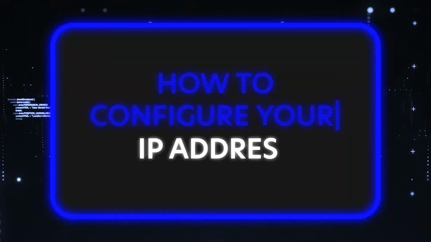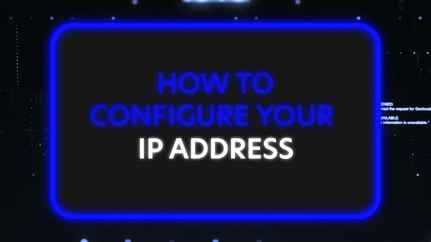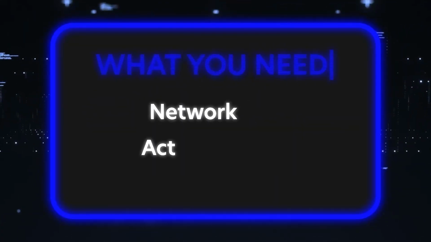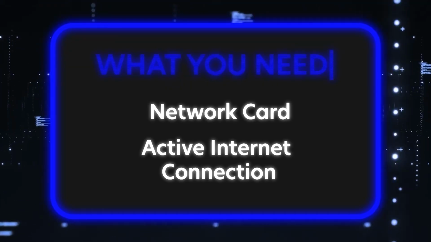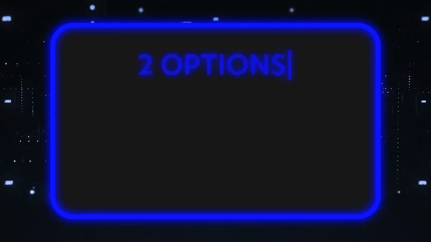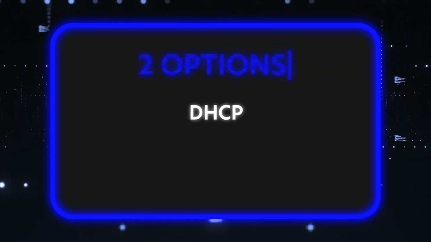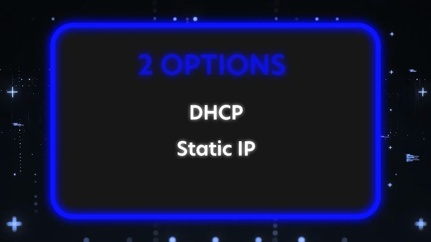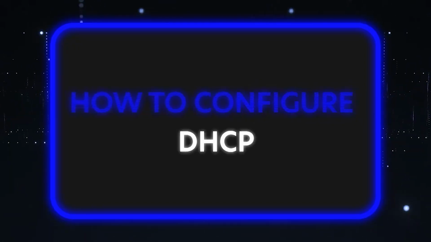All right, we're going to show you how to configure the network settings for your 15th gen Dell server. We will need a network card and an active network connection, and we have two options for setting an IP address: DHCP, which is automatically going to pull your IP address, and static IP, which we will have to set manually. All right, let's start with DHCP.